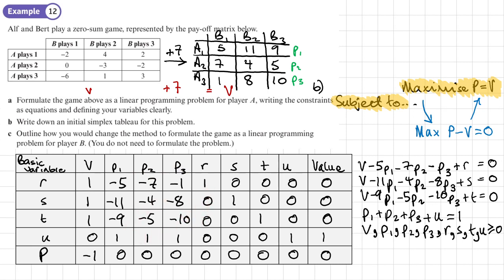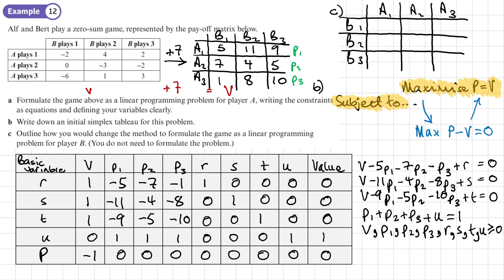So we can now move on to part C, and part C says outline how you would change the method to formulate the game as a linear programming problem for player B. You do not need to formulate the problem. Now all we need to do is to transform the original payoff matrix so it's from B's perspective, and then we would carry on exactly as we did before.